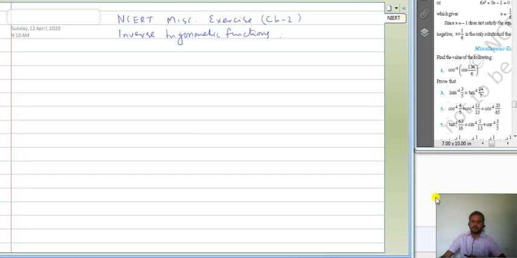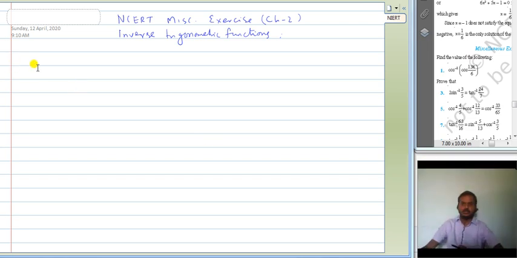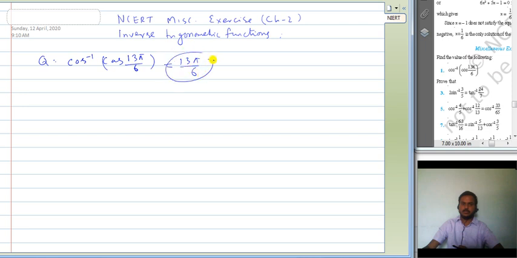Here, suppose I have to simplify cos inverse cos 13 pi by 6. This is the first question. I have to simplify cos inverse cos of 13 pi divided by 6. So you can see I cannot cancel cos inverse and cos here, because I cannot write the answer as 13 pi by 6, since cos inverse x can range only between 0 to pi. So this is the branch. My answer must be confined to this.